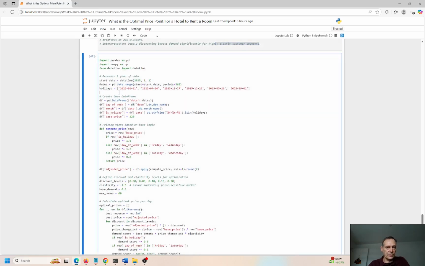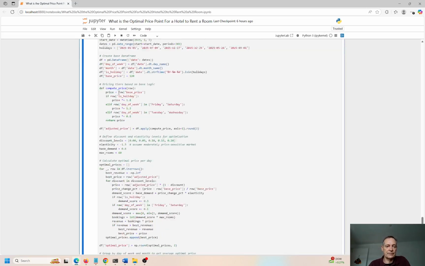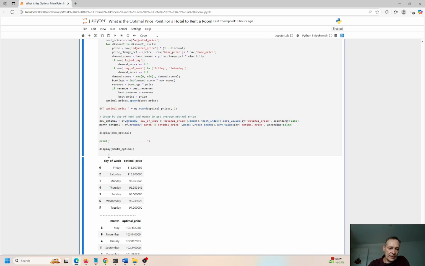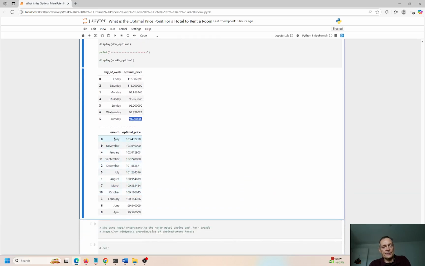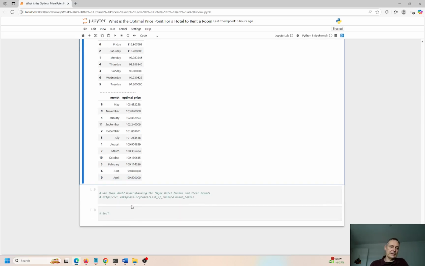Okay, so let's look at one more example down here. Control Enter to refresh. We have the day of the week and then the optimal price. So if it's a Friday, this is your optimal price here, $116 per night. Saturday, 115. Monday, there has to be a discount, 98 is the optimal price. Thursday, 98. Sunday, 96. Wednesday, 92. And Tuesday, $91 is the optimal price. Based on the month of the year, these are the optimal prices over here: 103, 103, 102, 101, 101, 101, 101. June and April are about the same, about 99. 98, 99, that's it.